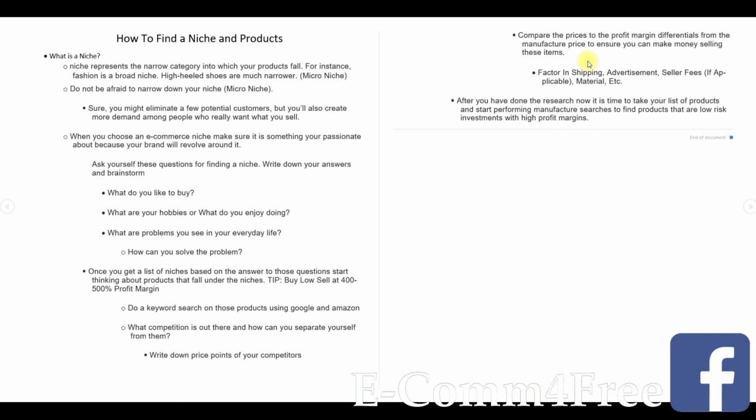Include your advertisement fees, your seller fees, all that stuff. Because if you think small, let's say I run $100 in ads, but I sell one product, and I thought I made $20. No, I've actually taken a loss of about $80 because I'm not factoring in that outside cost. You have to factor in everything.